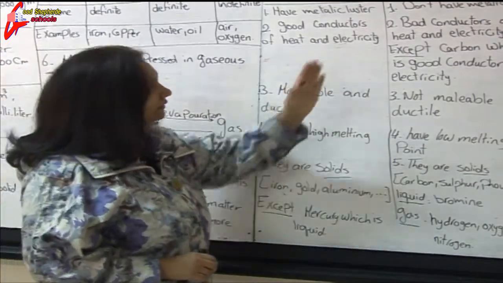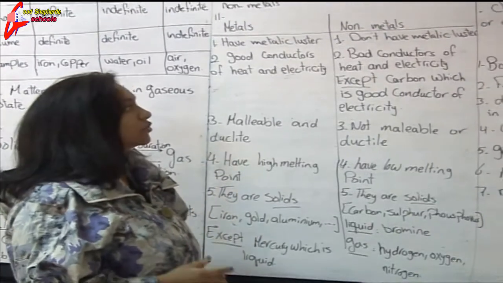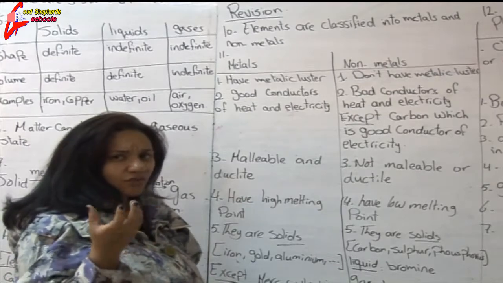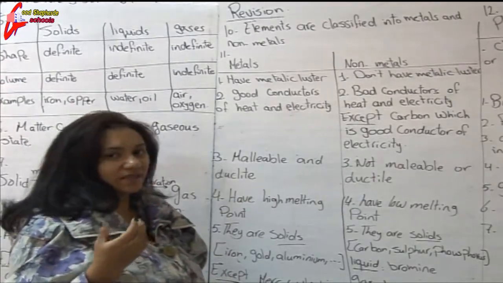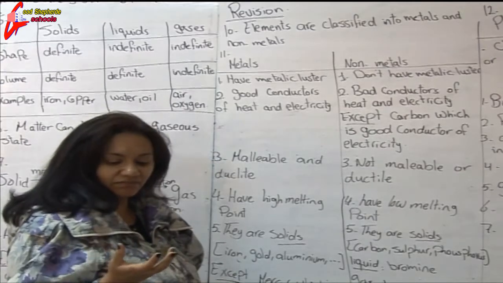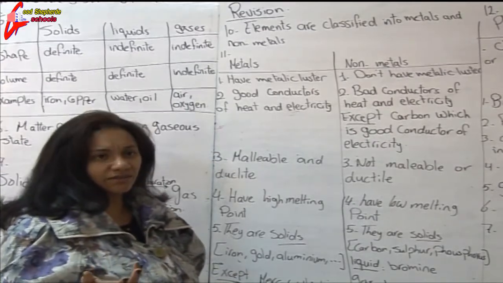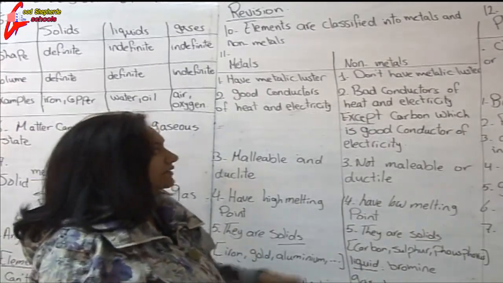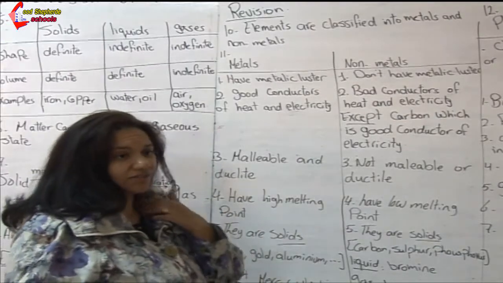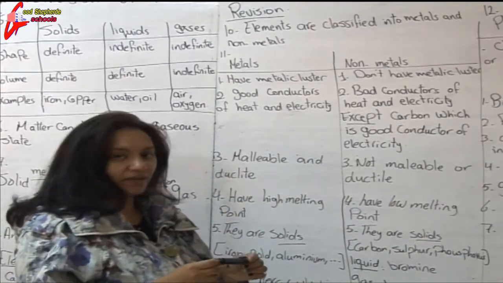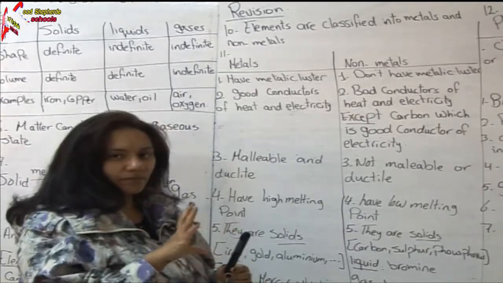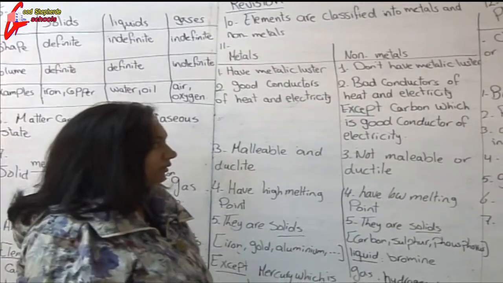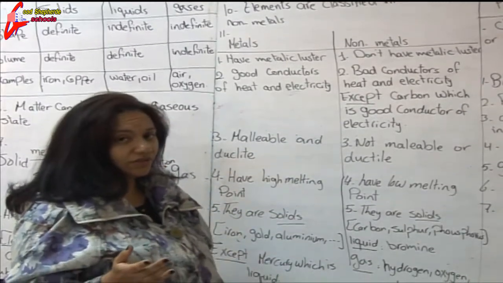When we talk about non-metals, they are not shiny, they don't have metallic luster. Like if I have a piece of coal, coal is carbon, so if I see it, it's black and it doesn't shine. And they are bad conductors of heat and electricity. When I put a piece of non-metal in a hot container, only this part will become hot and the other will stay cold. And they don't conduct electricity.